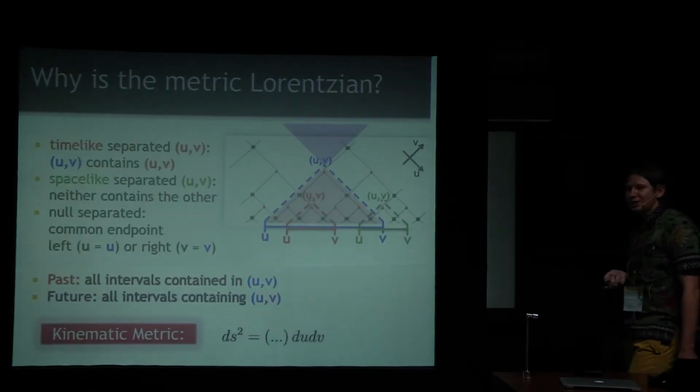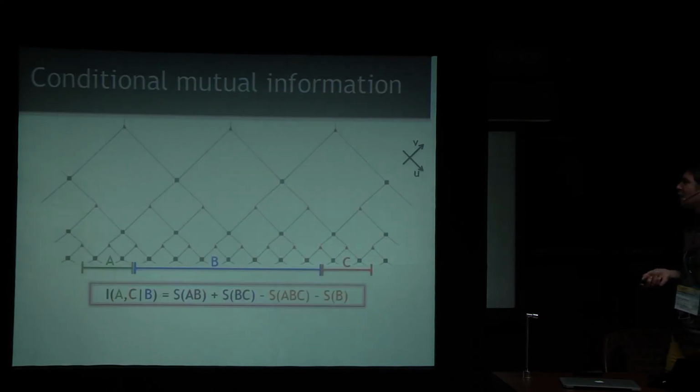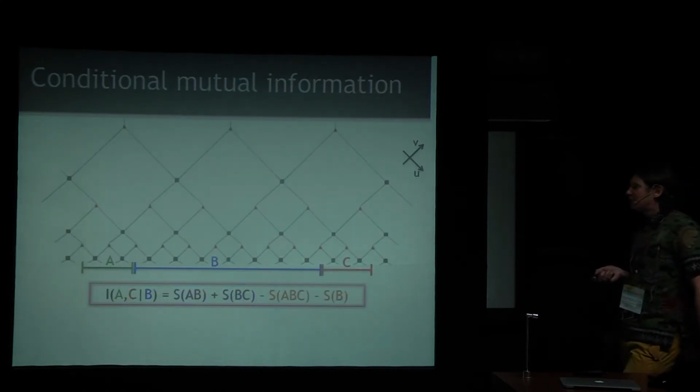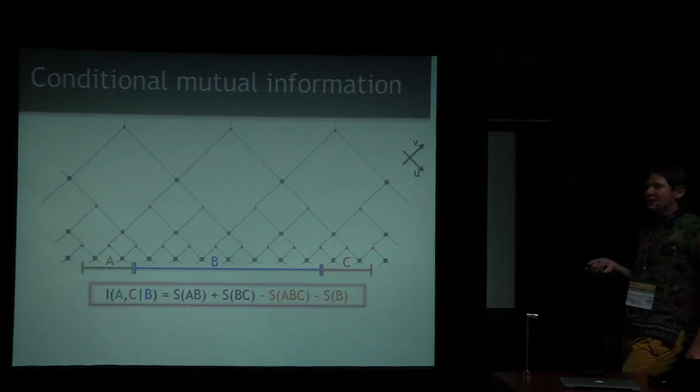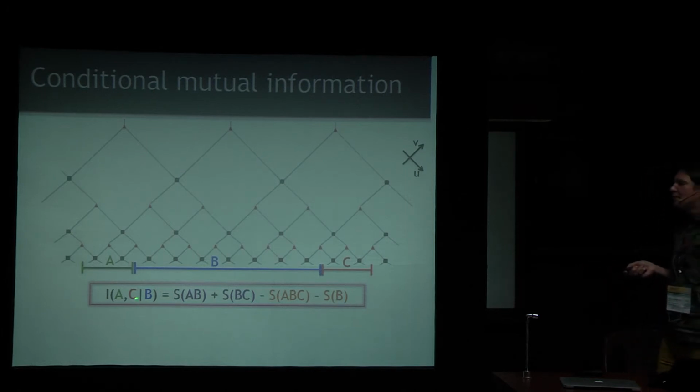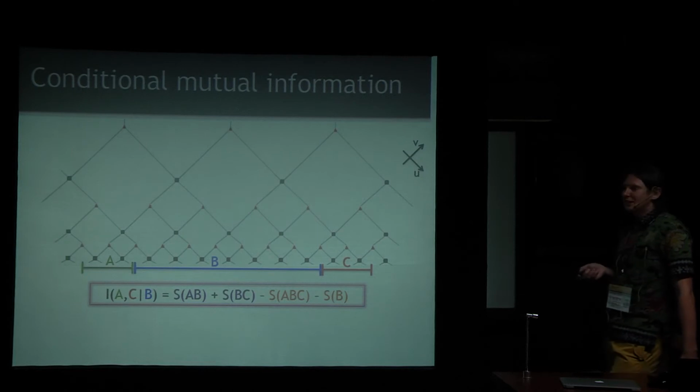So in order to do this, I invite you to consider a quantity called conditional mutual information. And that's this boxed quantity, a combination of 4 entanglement entropies. It depends on 3 intervals, A, B, and C, and I want you to consider the case where A, B, and C are contiguous, like so.